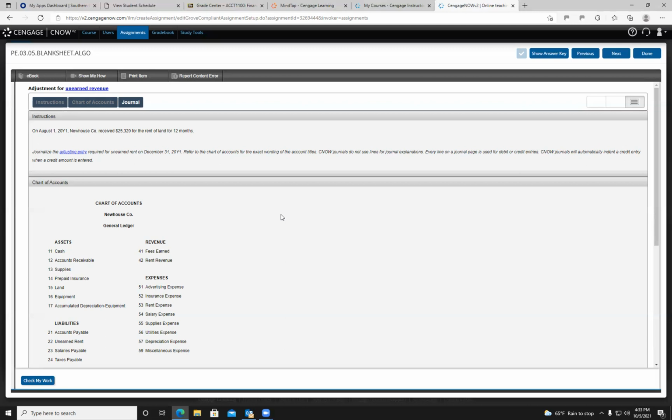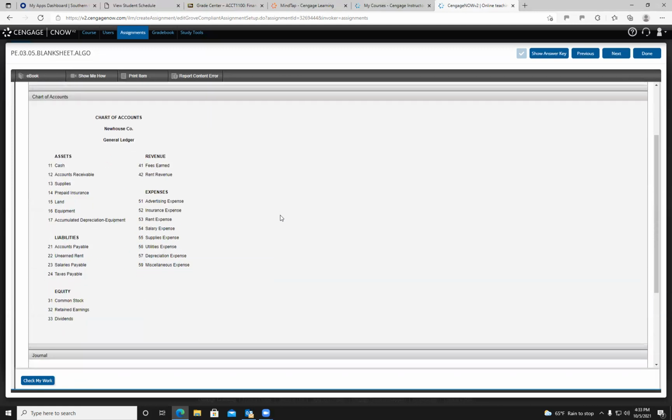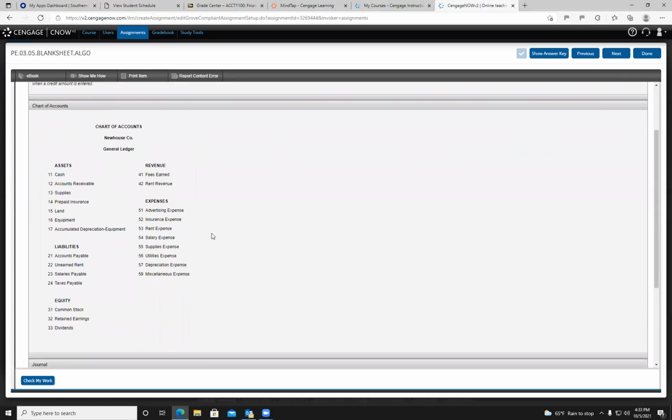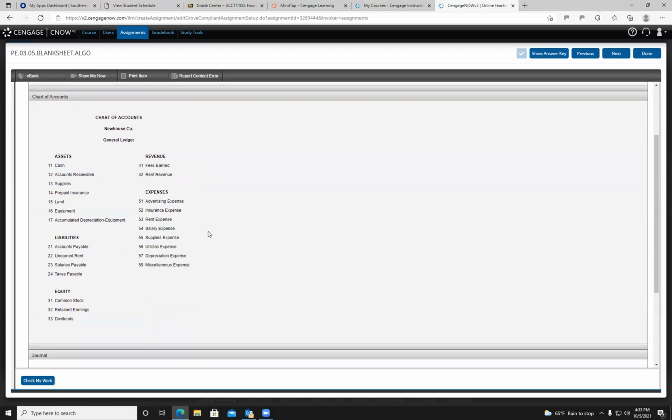Now let's figure out what accounts we're going to debit and credit. So let's go down to our chart of accounts. Right now it's told us unearned revenue, because that's what it's told us up here, that we're going to be doing an adjustment entry for unearned revenue. It's specifically for rent. So let's go down here, and we see a liability for unearned rent. Now, it's a liability account.